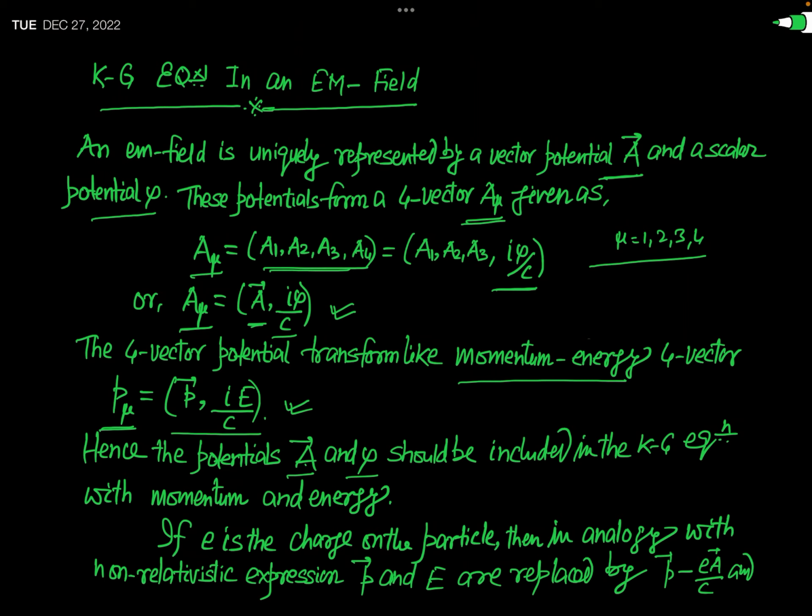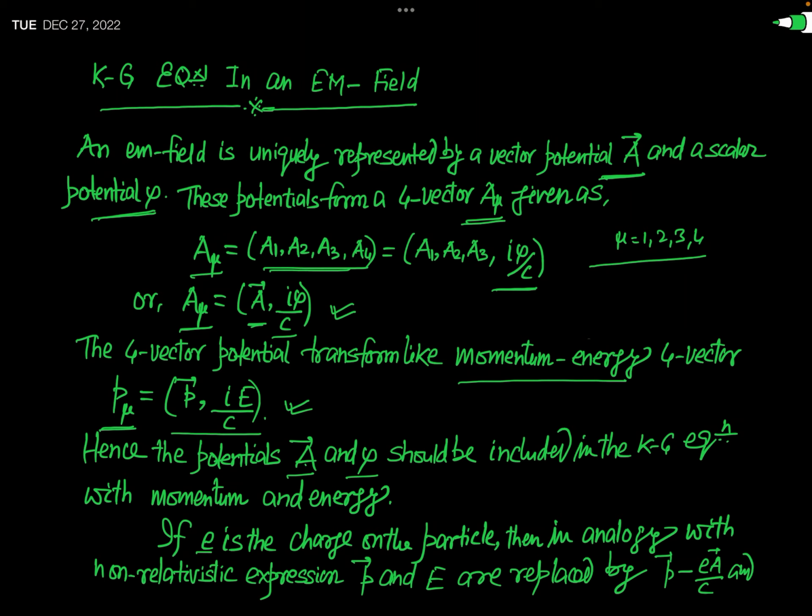So how this will be included, you can see this is a very easy concept. Let us consider there is a particle whose charge is equal to e, and this particle is in an electromagnetic field, and that electromagnetic field is specified by the vector potential A and the scalar potential phi. In this case, the momentum and the energy of the particle will get modified due to the interaction of the particle with the electromagnetic field.